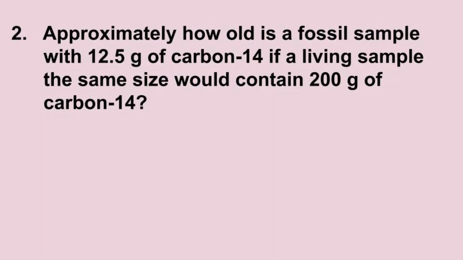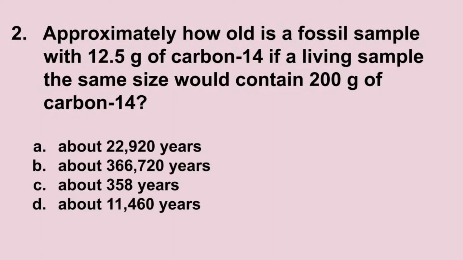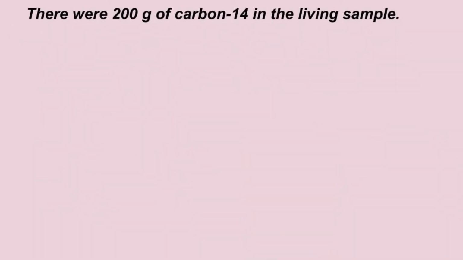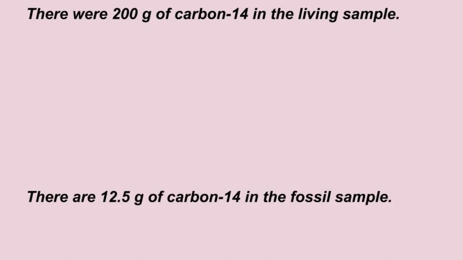Let's look at our second word problem, also this time with 4 multiple choice answers. Approximately how old is a fossil sample with 12.5 grams of carbon-14 if a living sample the same size would contain 200 grams of carbon-14? You can pause the video here while you try it. Alright, the data you're given here are how many grams of carbon-14 would be in the living sample and how many grams of carbon-14 remain today. This is similar to the first problem in that we can just work backward.